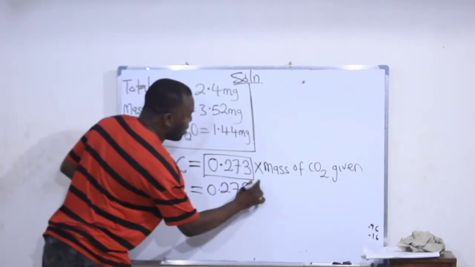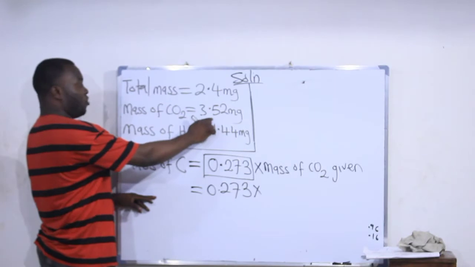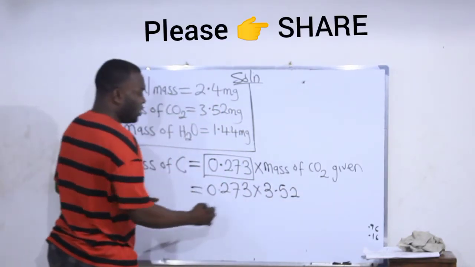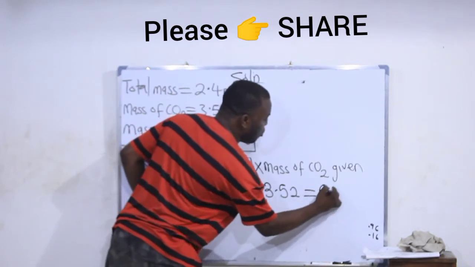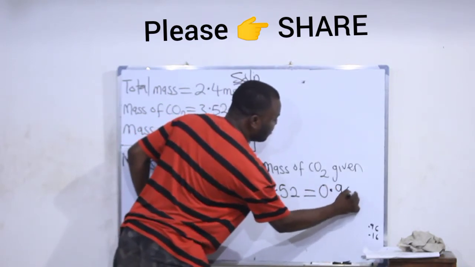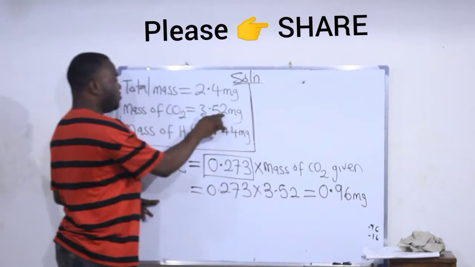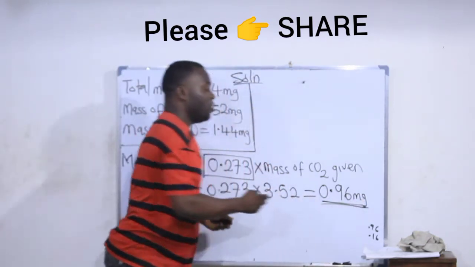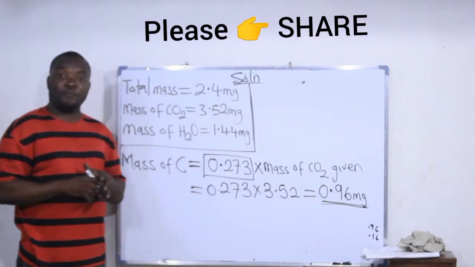And that will give us 0.273 multiplied by the mass of CO2 given to us in the question, which is 3.52. And that will give us 0.96 milligrams. Remember, the unit is milligrams. This is the mass of carbon present in that sample.